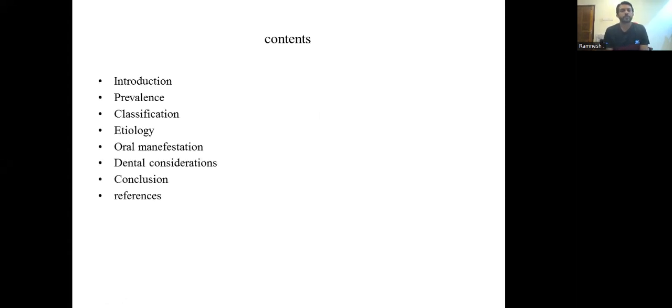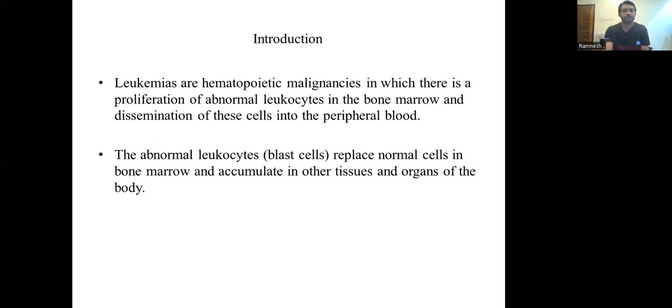Good morning. Today we will discuss leukemia. Contents include introduction, prevalence, classification, etiology, oral manifestations, dental considerations, conclusion, and references.